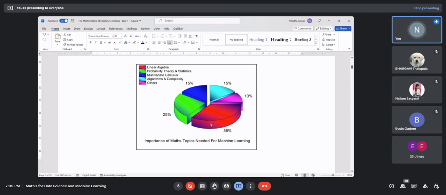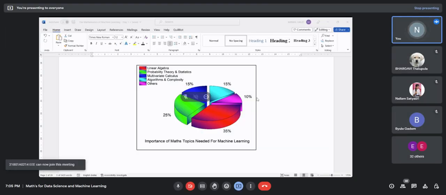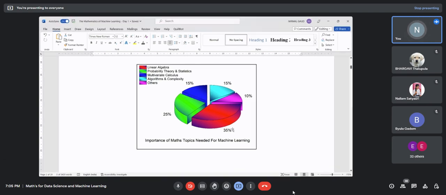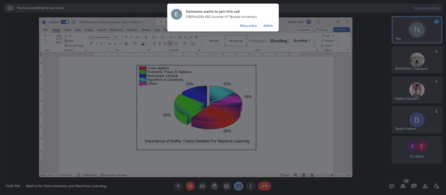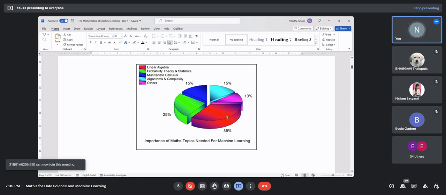About 15, 15, and 25% near about. Probability theory and statistics is 25% at max. The remaining are in a 15 and 10% ratio. Linear algebra is 35%, which you should know. So we will start from linear algebra itself, because it contributes 35% of your machine learning and data science work. Both linear algebra and statistics will contribute about 60%, and the remaining, calculus and algorithms, are near about 40%.